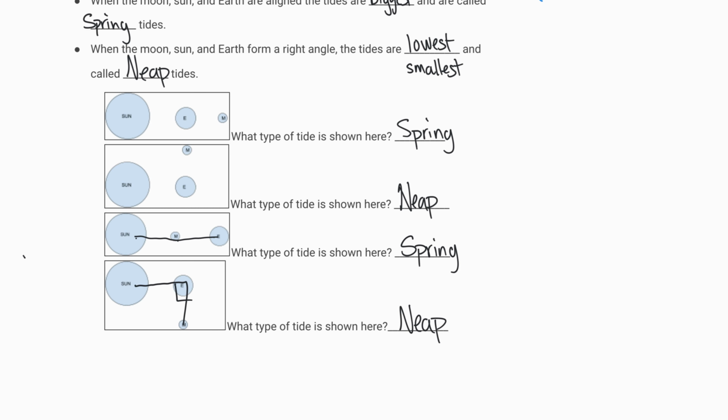So hopefully this video, as well as the rubber band demonstration, has helped make sense of why we have high tides and low tides.